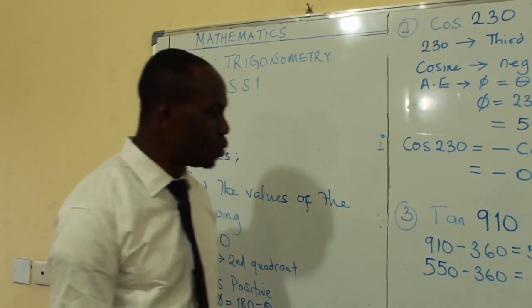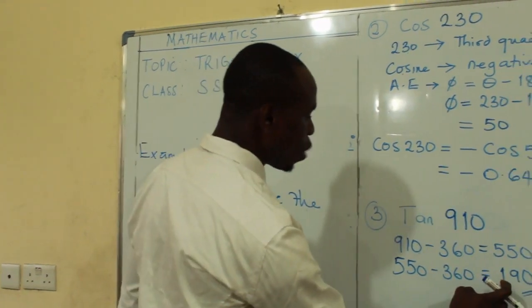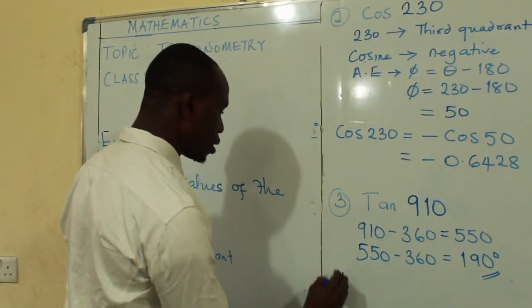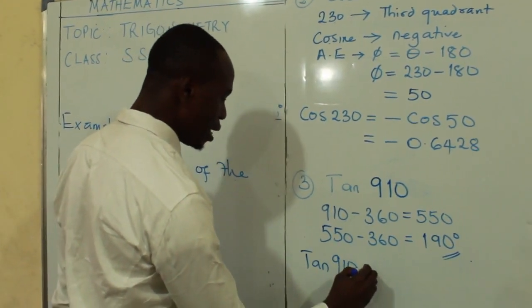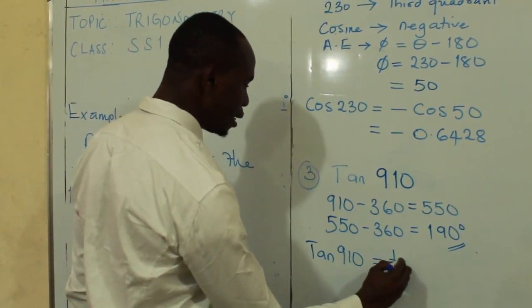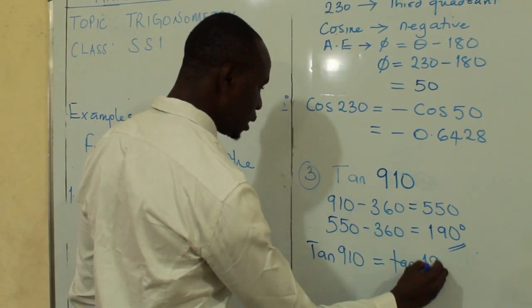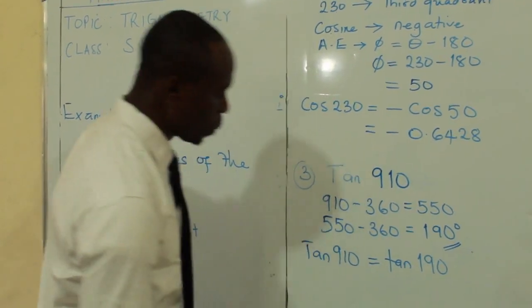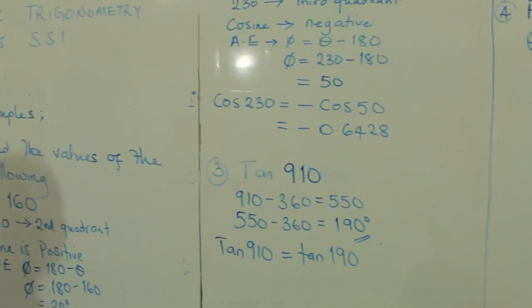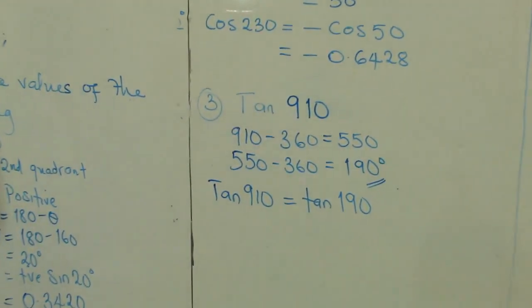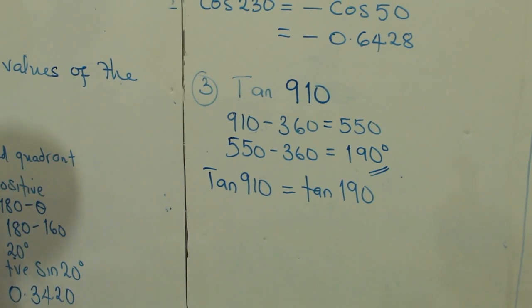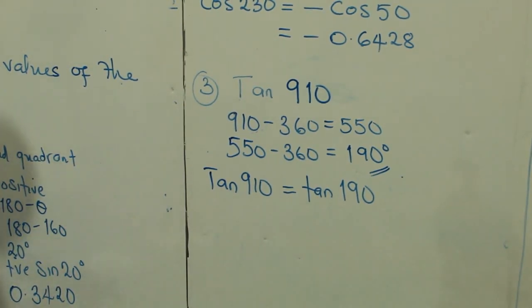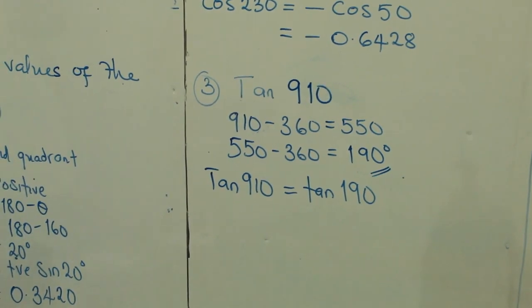Now we are going to be dealing with tan 910. So tan 910 is the same as tan 190. Now, we have brought 910 to 190. Our aim is to follow the same process that we have followed to find the value of tan 110.